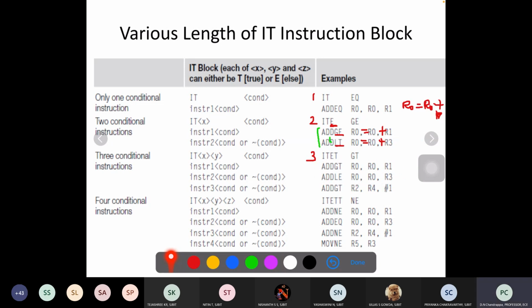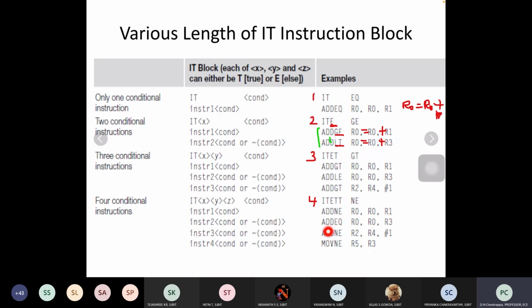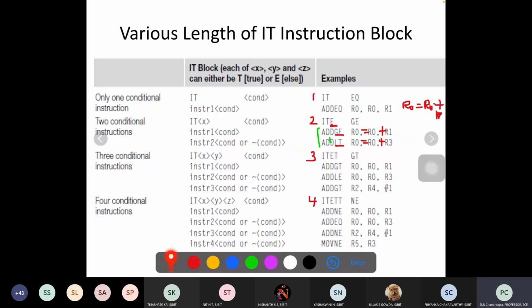Then similarly, I can come to the 4th instruction. See, look into this. In the 4th instruction, if, then, else, then. See here, 4 instructions. If ADD not equal, R0 equal to R0 plus R1. If ADD equal, if it is equal, pull the condition. If ADD not equal, change this, R3 equal to R4 plus 1. So move, if not equal, content R3 goes to R5. See here.